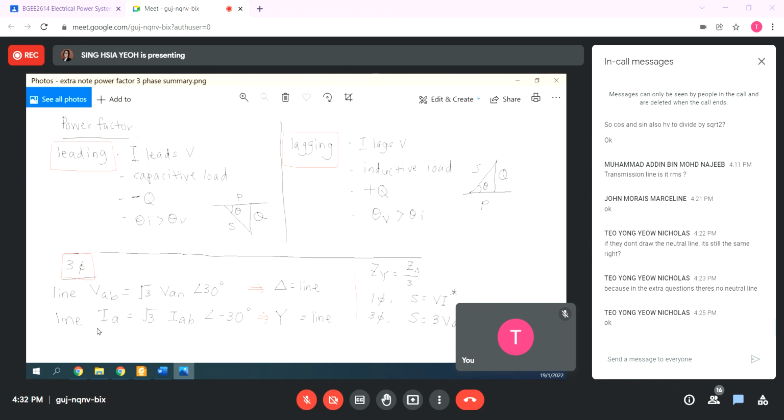So like this one, line current equals to sqrt 3 IAB. IAB means across the source of the load, angle negative 30 degree. So if it is in a Y load, then it is equal to the line current. Okay. Then delta Y load can change your delta divided by 3. You can change your delta load to Y load. And for single phase, S equals to VI conjugate. For three-phase, the power S equals to 3 VAN IA conjugate. So this is the summary table for chapter 2. Any question? So I just summarize everything.